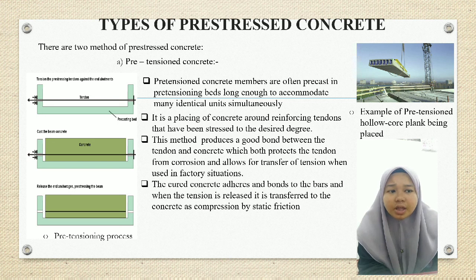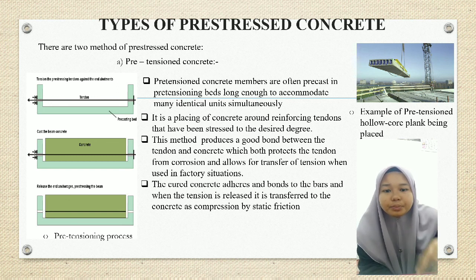The cured concrete adheres and bonds to the bar, and when the tension is released, it is transferred to the concrete as compression by static friction. We can see in the figure. Figure 1 is the pretensioning process, and that is an example of a pretensioned hollow core plank being placed.